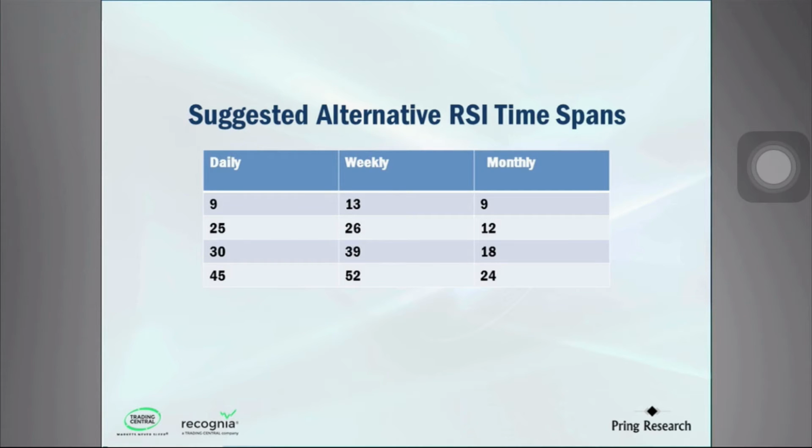Other useful spans include 9, 25, 30, and 45-day. For weekly data, the calendar quarters operate effectively, so 13, 26, 39, and 52-week spans are adopted. And as for monthly charts, the same recommended spans as for the ROC are also recommended for the RSI. In other words, 9, 12, 18, and 24 months.